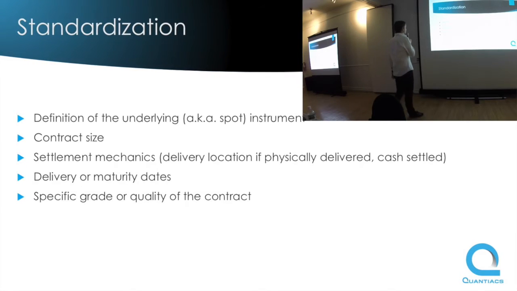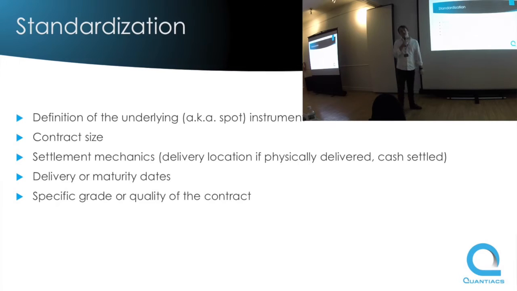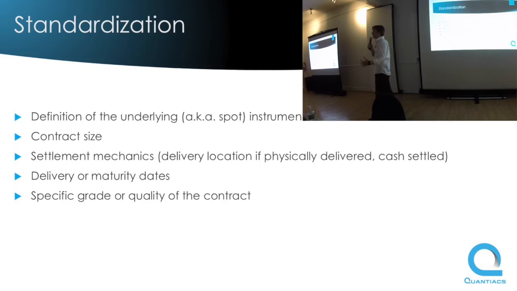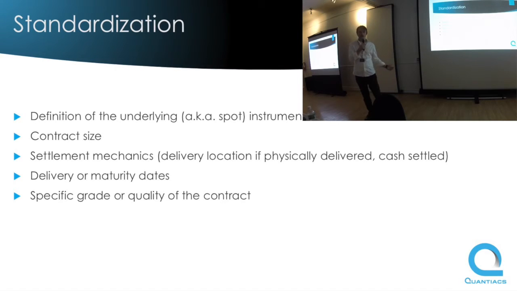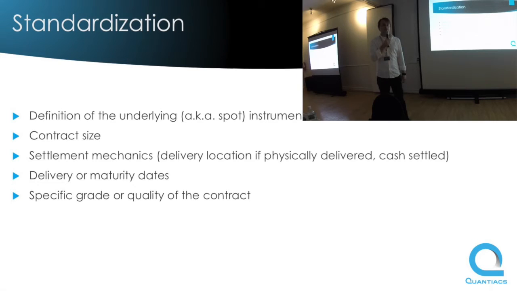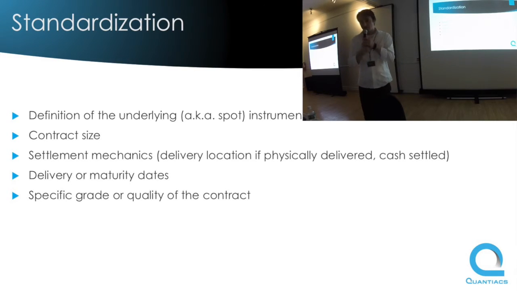And then perhaps most importantly, the specific grade or quality of the contract. So even if you trade crude oil, there are several grades of crude oil. So Brent crude oil is different from West Texas Intermediate crude oil. There are grades that are well defined in the future contract.